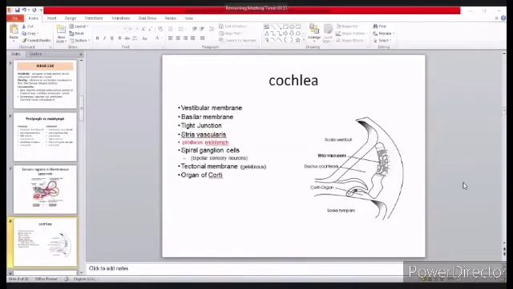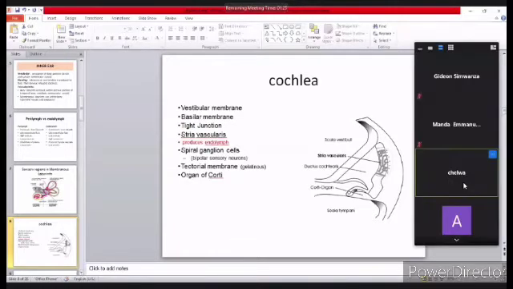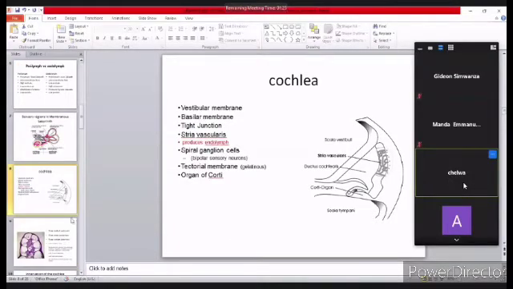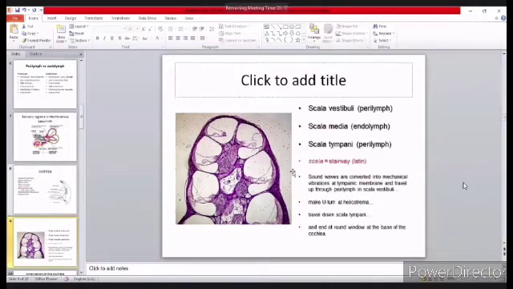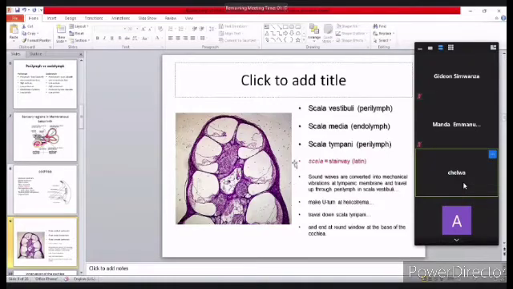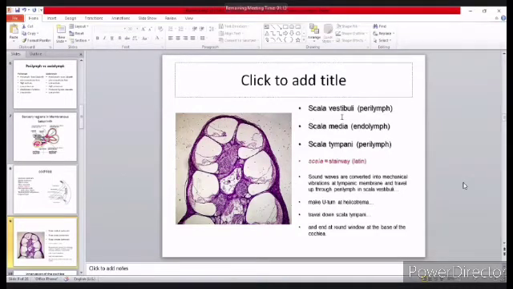So our scala media contains the organ of Corti, which is responsible for hearing. And then this is just a histological part of how the cochlea looks like. The scala vestibuli is part of the bone, so it contains perilymph, and so does the scala tympani. The scala media contains endolymph, and scala just means stairway.